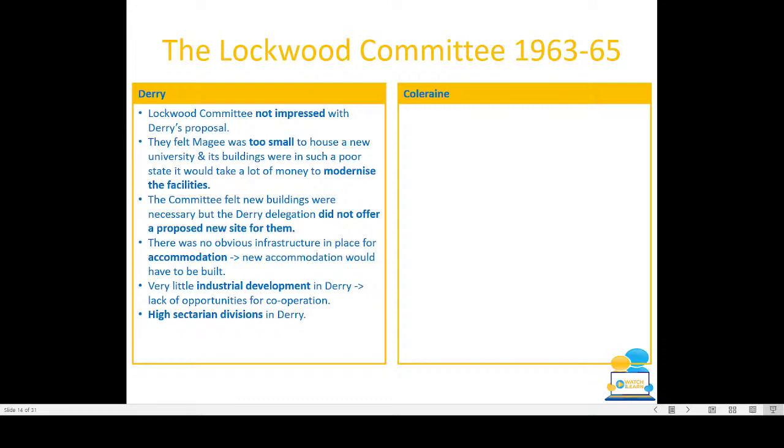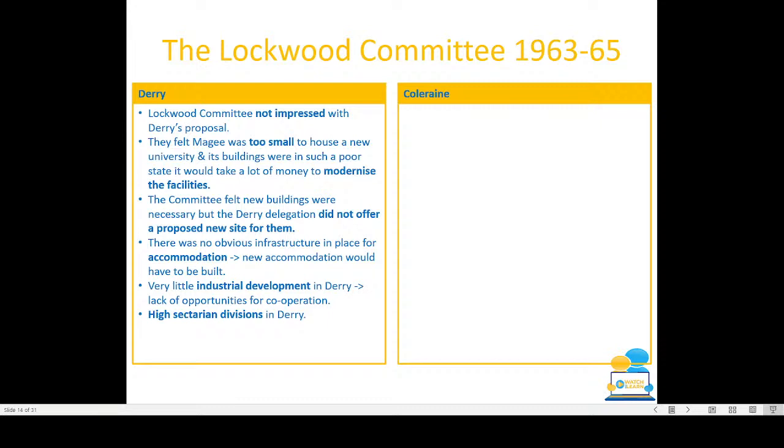There was also no obvious infrastructure in place for accommodation, so new student and staff accommodation would have to be built in Derry, and the Lockwood Committee reported that there was very little industrial development in Derry, so there was a lack of opportunities for cooperation. There was a lack of opportunities for perhaps students, once they finish college, to go straight into work in Derry, or for local companies and businesses to provide graduate programs to work side by side with the college.